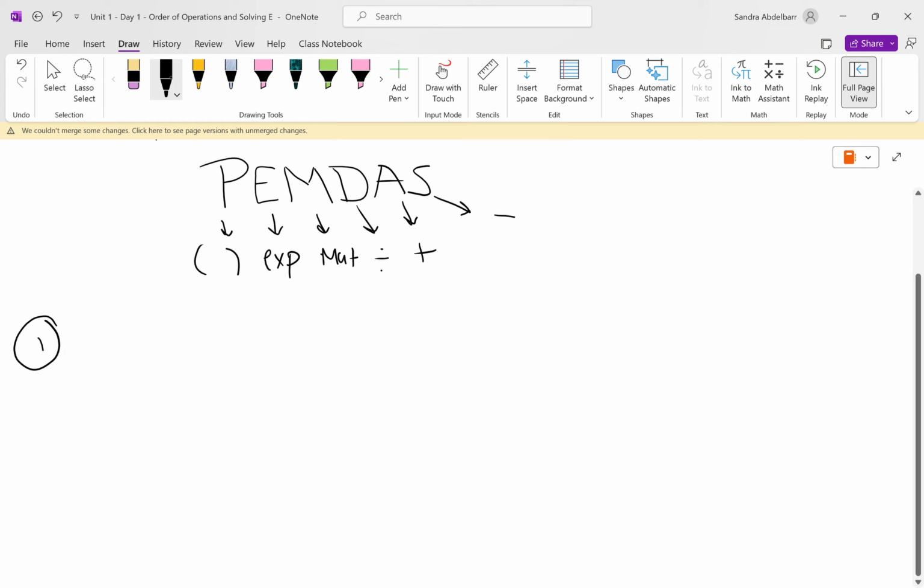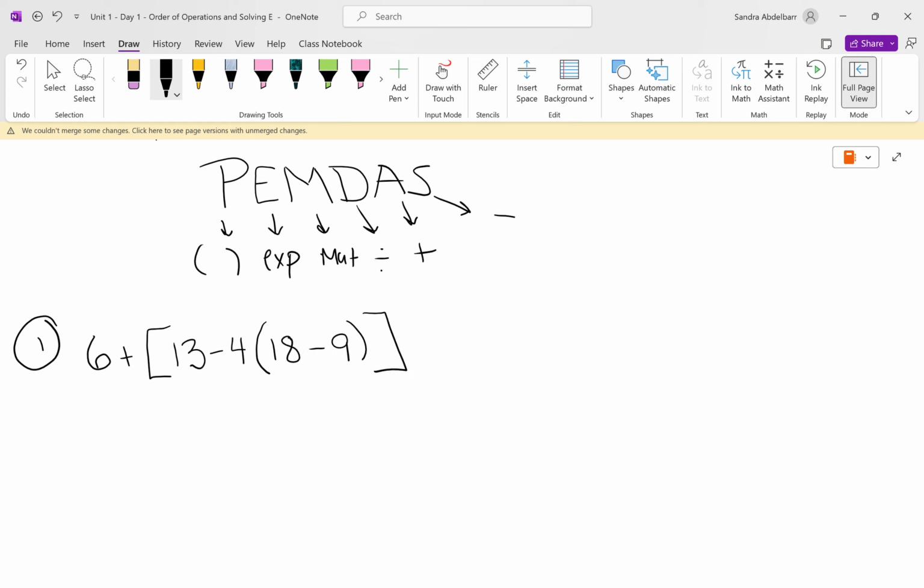So let's just do some examples. We have 6 plus, open your brackets, 13 minus 4 times the quantity, open parentheses, 18 minus 9, close those parentheses, close your brackets. Okay, so according to PEMDAS, what are we doing?